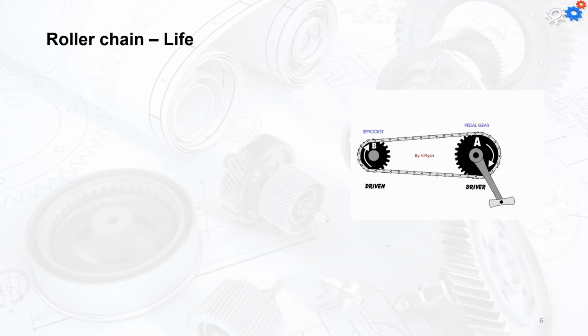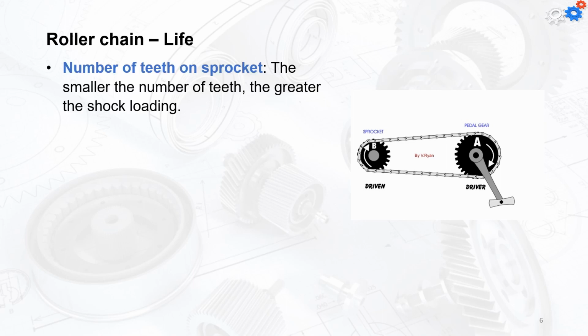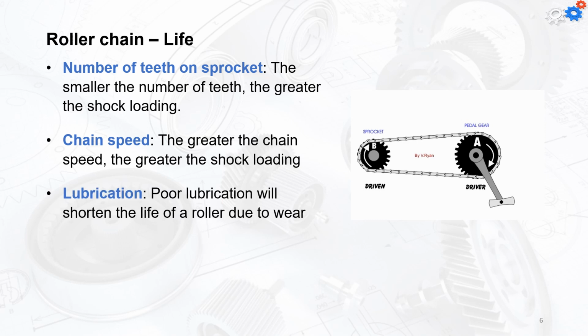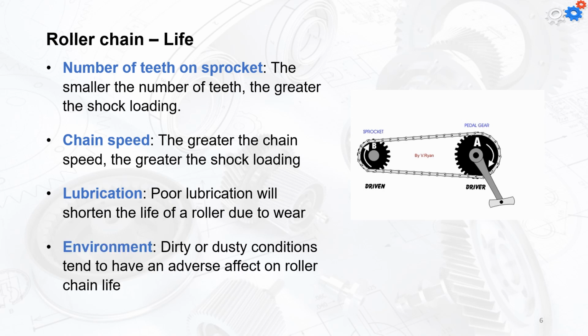Other design assumptions we have for the roller chain are the number of teeth on the sprockets, where the smaller the number of teeth, the greater the shock loading is. The chain speed, where the greater the chain speed is, the greater the shock loading will be. Poor lubrication will shorten the life of the roller due to wear, and dirty or dusty conditions will tend to have adverse effects on the roller chain life.